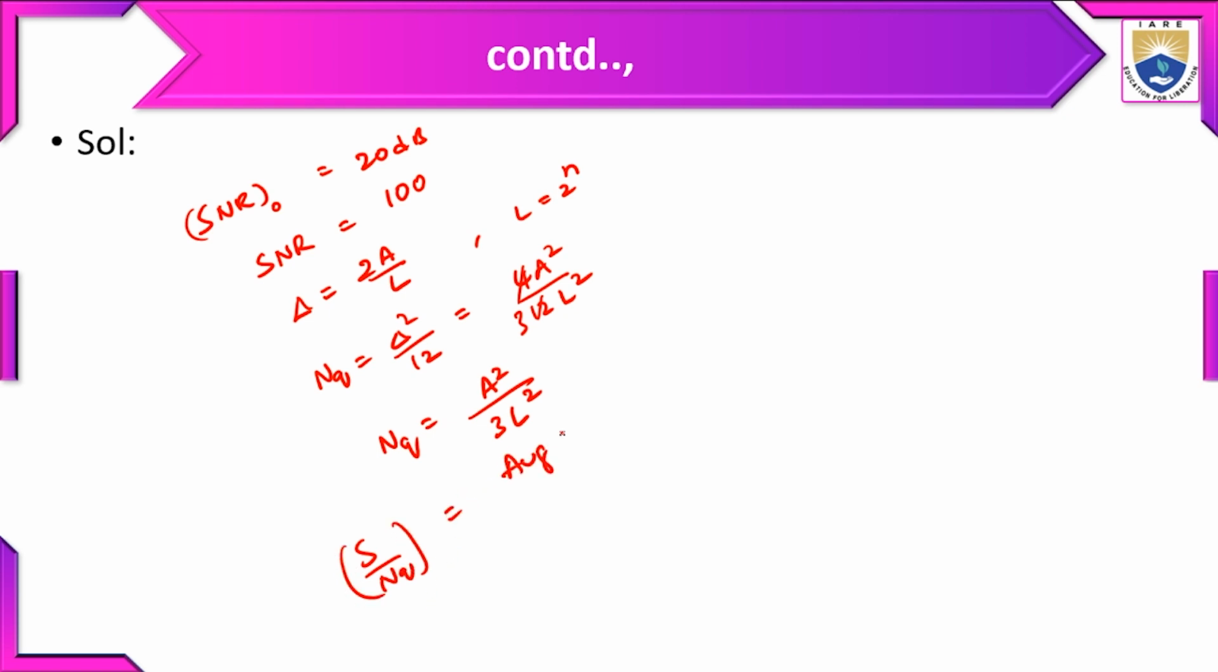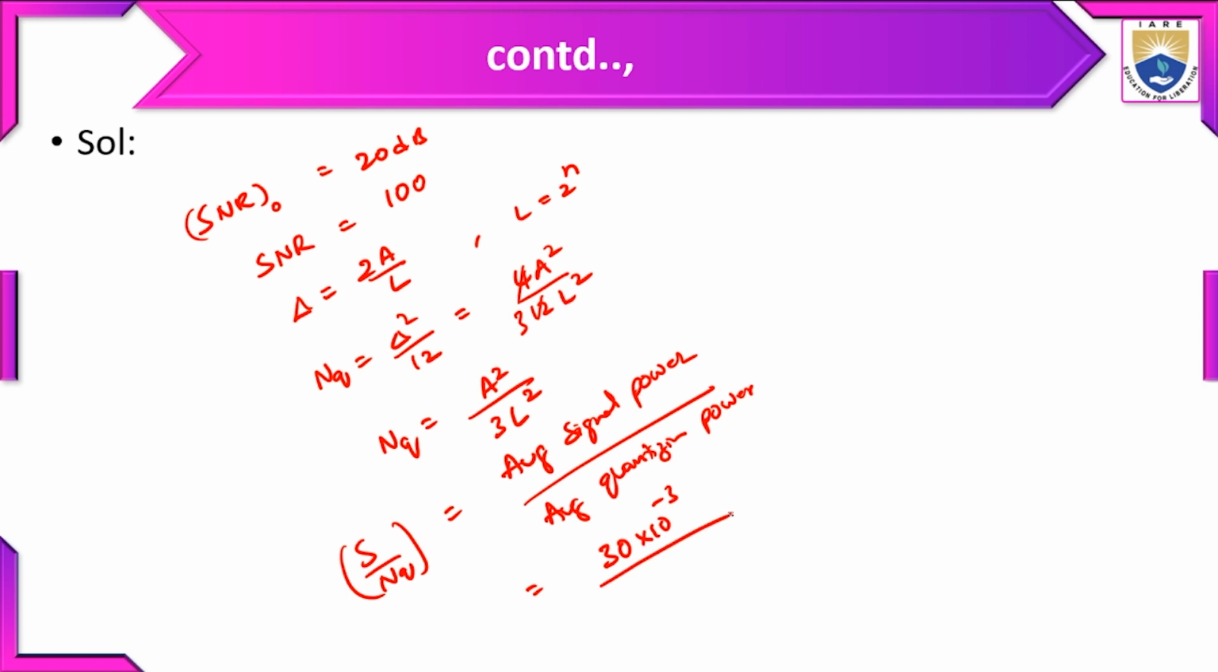This is average signal power divided by average quantizing noise power. Simply that is equal to average signal power. So P here mentioned, that is 30 milliwatt average power, in the problem they gave 30 milliwatt, divided by this average quantizing power, a square by 3 L square. And here my signal to quantization noise ratio in value is 100. So you go to substitute here 100.